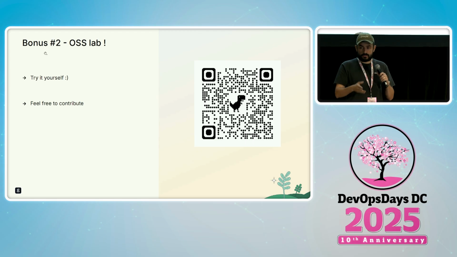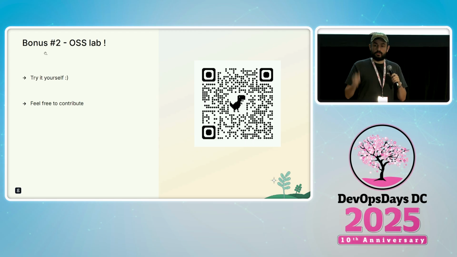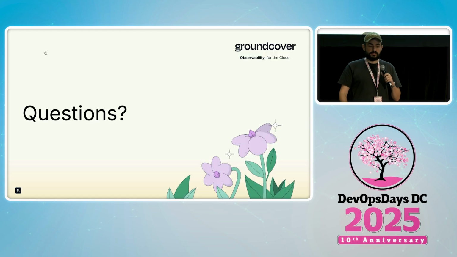You can scan the QR code. The lab is ready to run. You can just inject an environment variable with a remote database and compare the speed yourself.